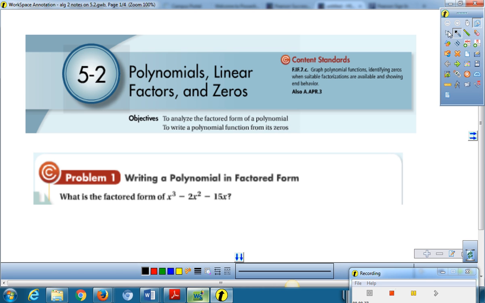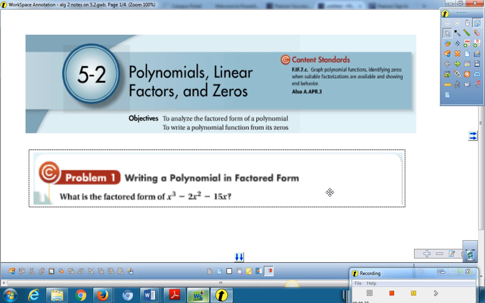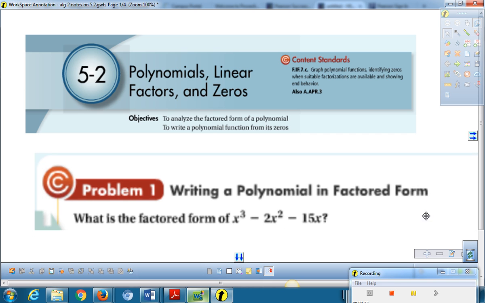Can you guys see that, or does it need to be bigger? I'm going to make it a little bigger. Yeah.